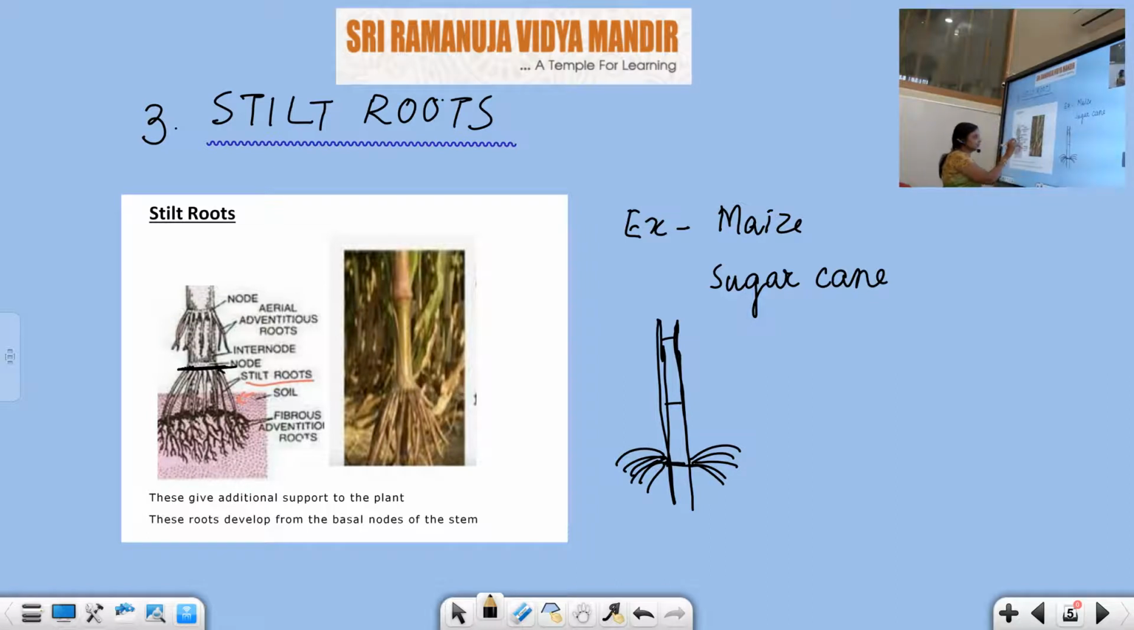You can observe that from the lower part of the node, roots arise, and what is their function? They also give support to the plant. They also provide mechanical support. You can say they also provide additional support to the plant. So in prop root and stilt root, in this type of modification, the roots are formed for giving additional support to the plant.